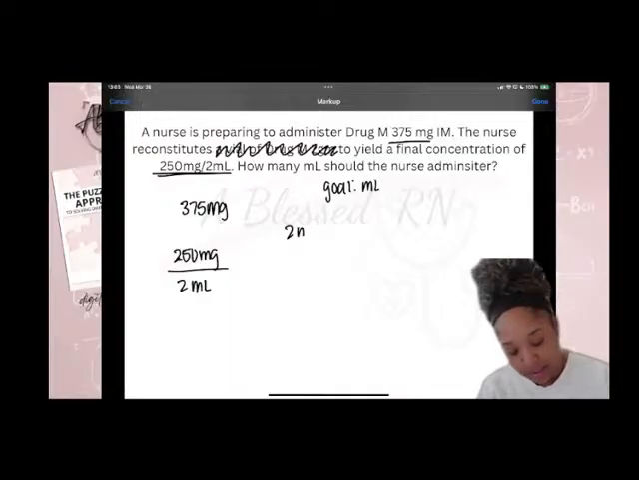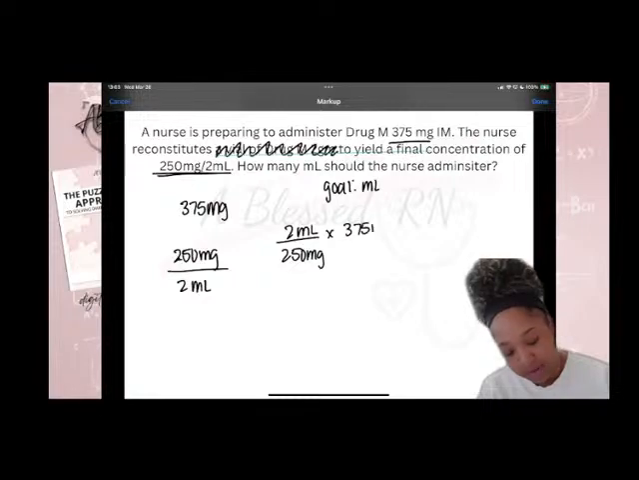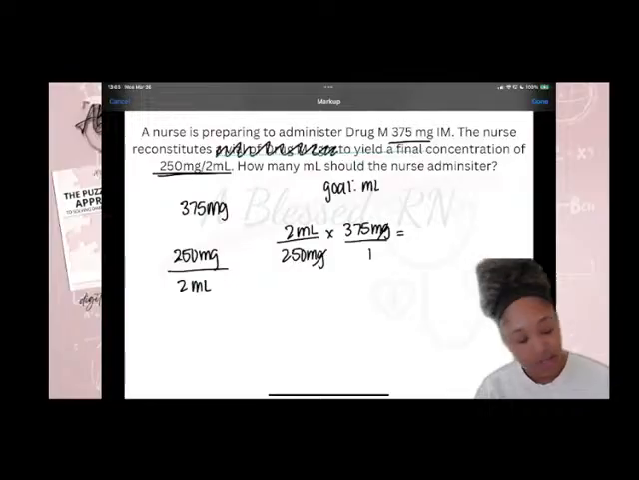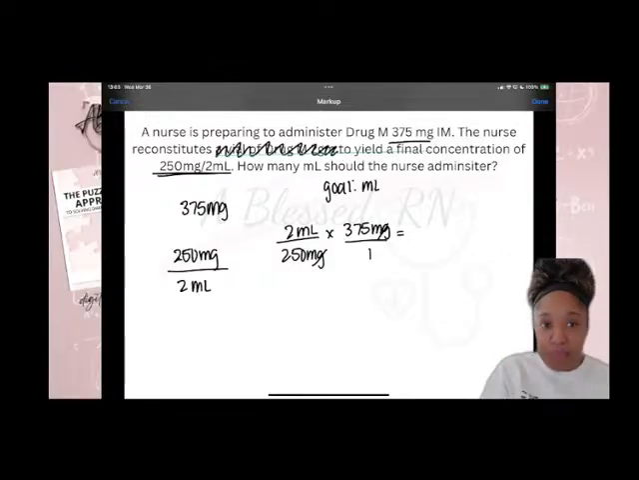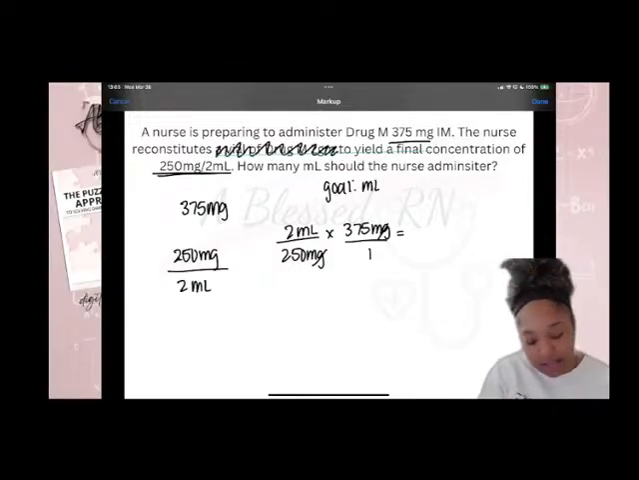Now we can set it up the same way that we've been setting it up, right? So my milliliters will go on top. That's 2 mLs over 250 mg, times my 375 mg over 1. Milligrams cancel out, and now we have just milliliters, which is what the question is asking for. So 2 times 375 divided by 250 is going to be 3 milliliters.